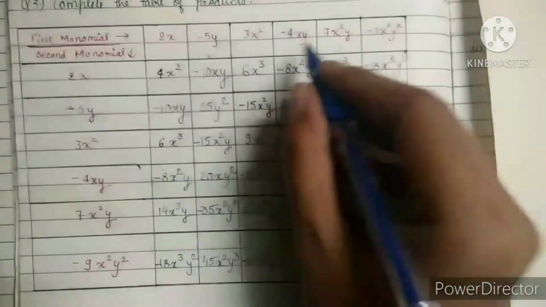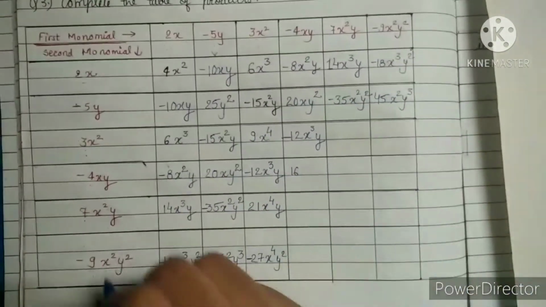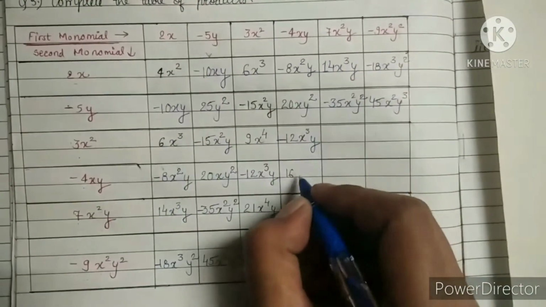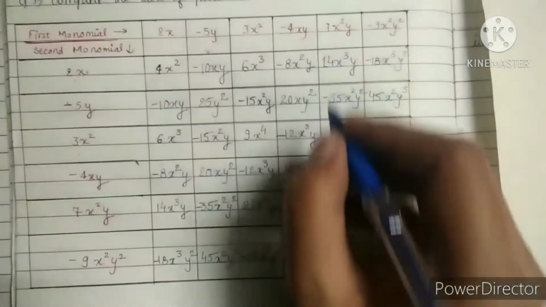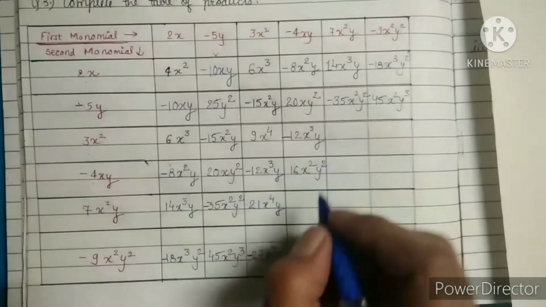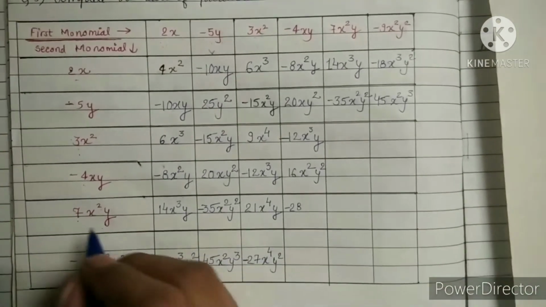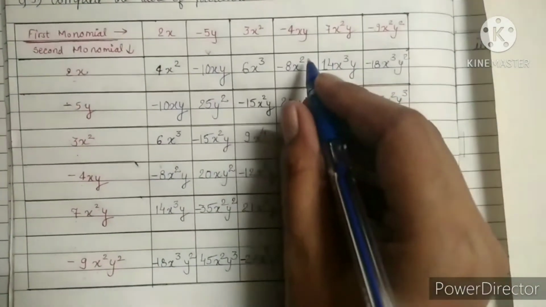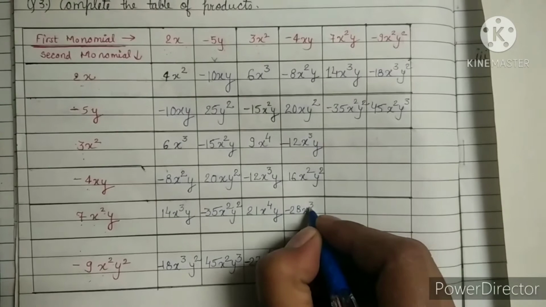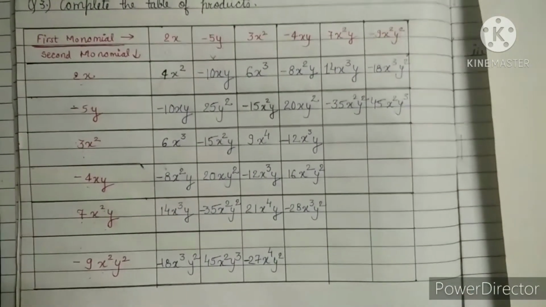Now minus 4 minus 4. 4 4s are 16 and minus minus will become plus. X into x, x square. Y into y, y square. Here 7 4s are 28, but negative. Okay. X square will multiply by x. So here x cube. And y into y is y square.